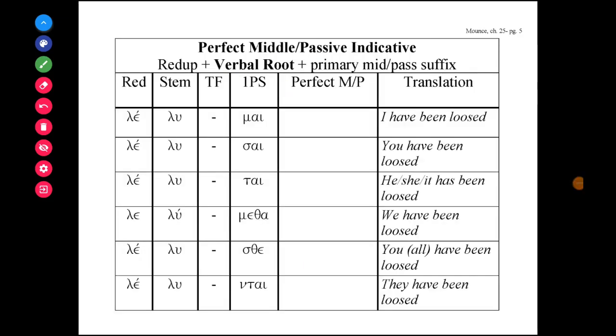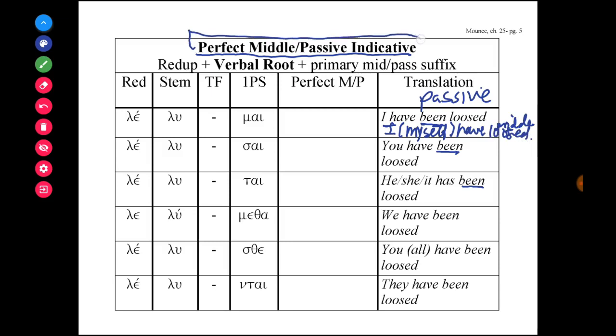So how do we form the perfect middle passive indicative? And here I've listed the passive translations. If I want to say not I have loosed, but I have been loosed passively, you have been loosed, he, she, it has been loosed. Or if I want to use the intensive middle, and I want to say I myself have loosed. The perfect middle passive indicative has the following forms.